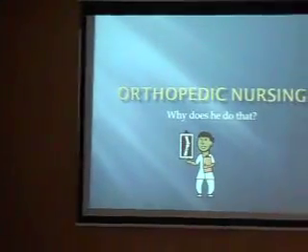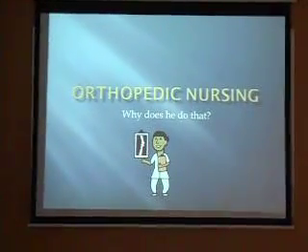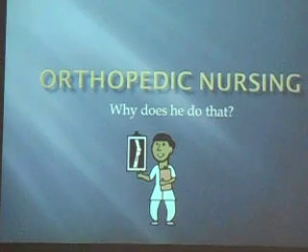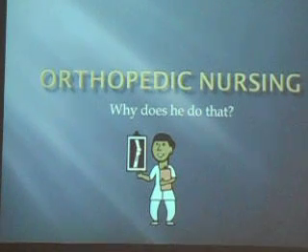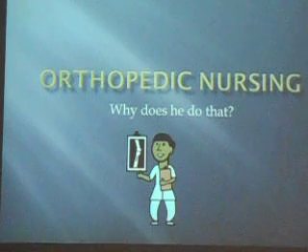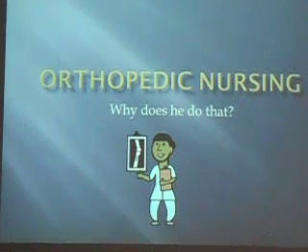Okay? This is a lecture for orthopedic nursing. We all know that post-operatively, if a patient comes out having had a gallbladder done, or a hysterectomy, or any kind of abdominal surgery, the treatment is pretty much the same as far as orders are concerned. However, orthopedics is kind of the exception to the rule.